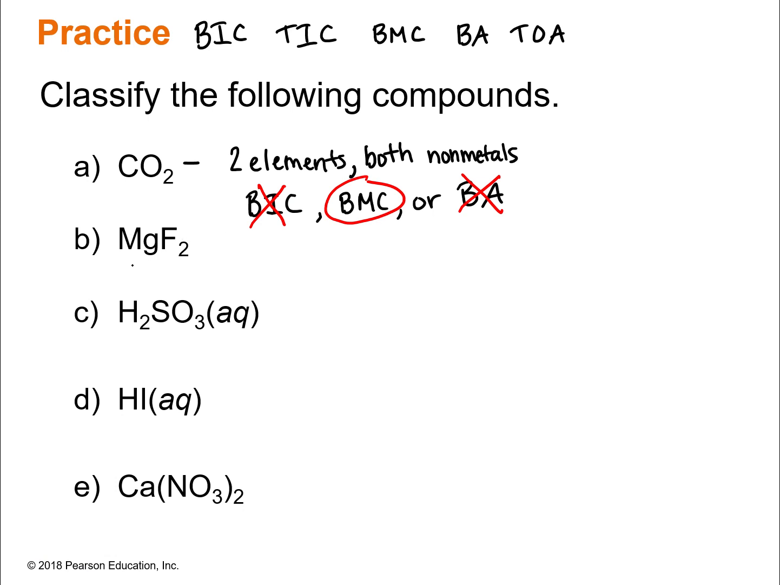We've got two elements here. I see one metal and one non-metal. That means I've got to have something binary. So it's got to start with a B. And it has to be something that's got a metal plus a non-metal. The only thing that fits the bill for that is binary ionic compounds.